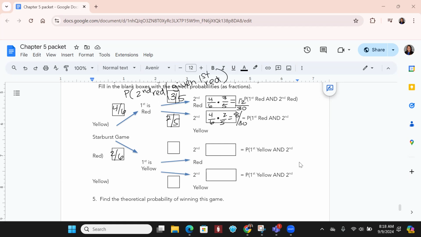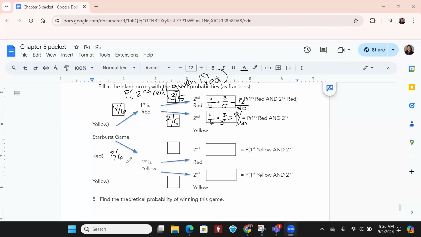Can you fill in this bottom row? So, if the first is yellow, we have a 2 out of 6. If the second is red, then that's going to be a 4 out of 5 chance. If the second one is yellow, that's going to be 1 out of 5. Now, let's find the probability that the first is yellow and the second is red. So the first is yellow, so 2 out of 6, and 4 out of 5. That would be 8 out of 30.